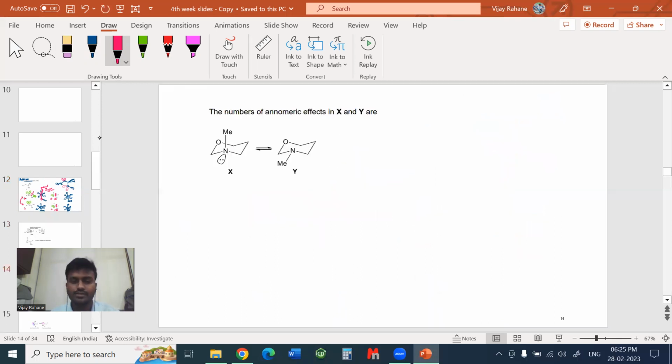The second problem is the number of anomeric effects for X and Y. We need to answer the number of anomeric effects possible for this X and Y. So here we will draw the structures.